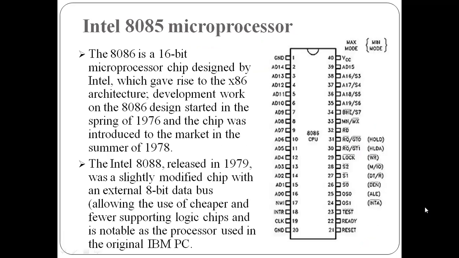In the 8085 microprocessor, a modification was made, and the 8086 is a 16-bit microprocessor chip designed by Intel, which gave rise to the x86 architecture. Development work on the 8086 design started in the spring of 1976, and the chip was introduced to the market during the summer of 1978. The Intel 8088, released in 1979, was a slightly modified chip with an external 8-bit data bus, allowing the use of cheaper and fewer supporting logic chips, and is notable as the processor used in the original IBM PC.